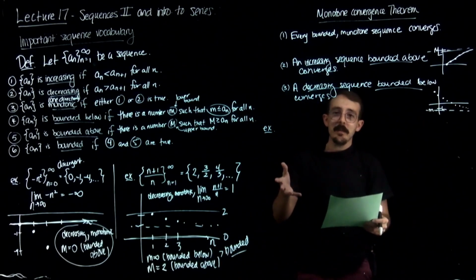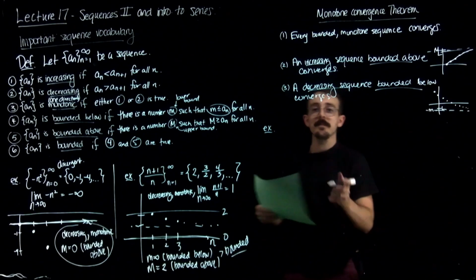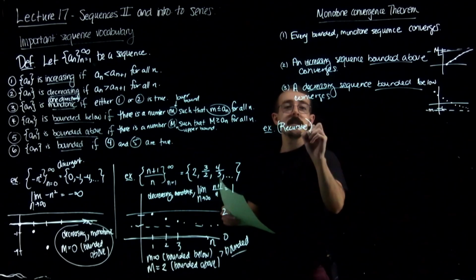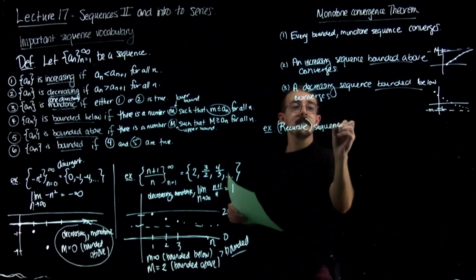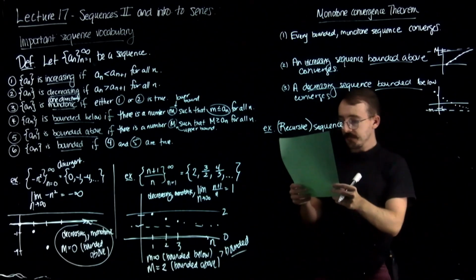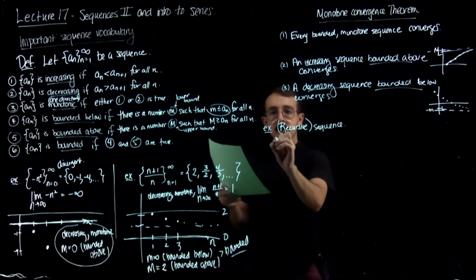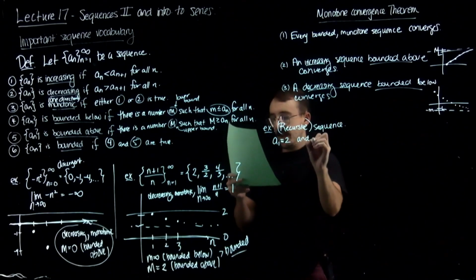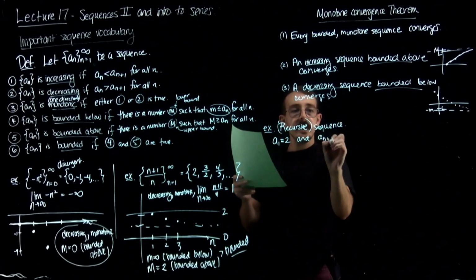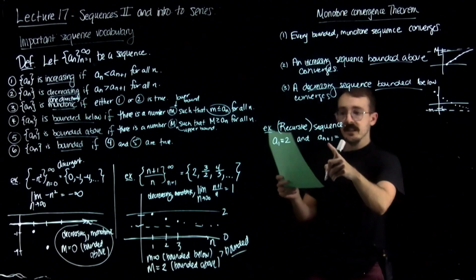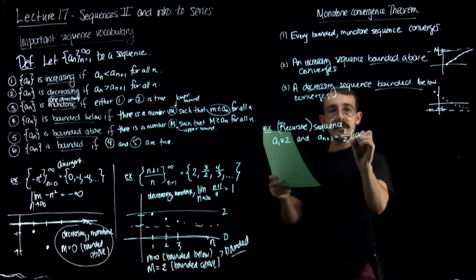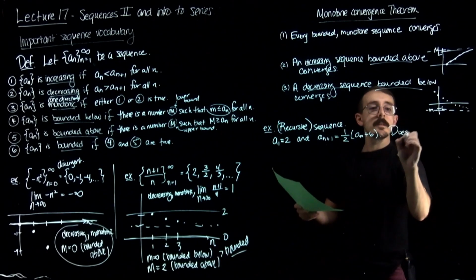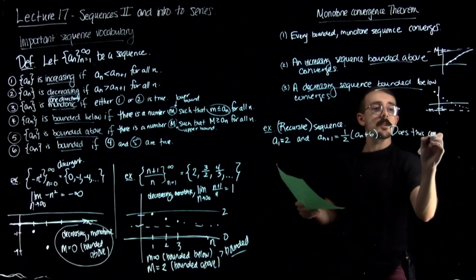Let's look at this last example where I can show you what a recursive sequence is. So this gives us an example of a recursive sequence. So we're going to define it in this way. So we're going to say the very first term of the sequence is 2. And then each subsequent term is given by the formula a sub n plus 1 equals 1/2 a sub n plus 6. Does this converge?